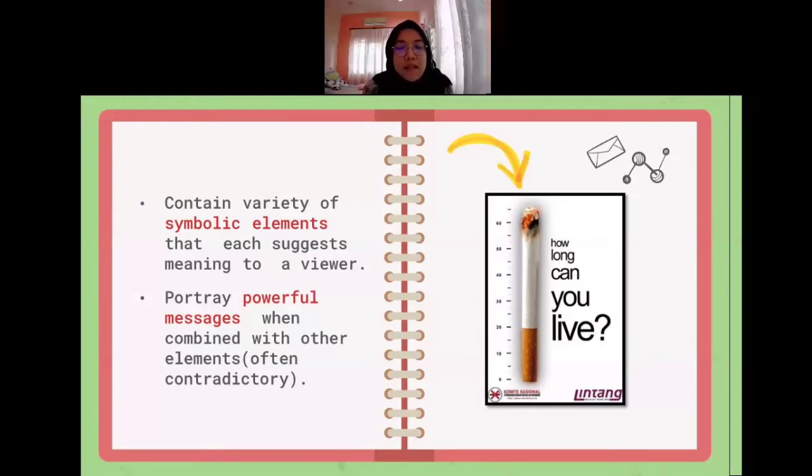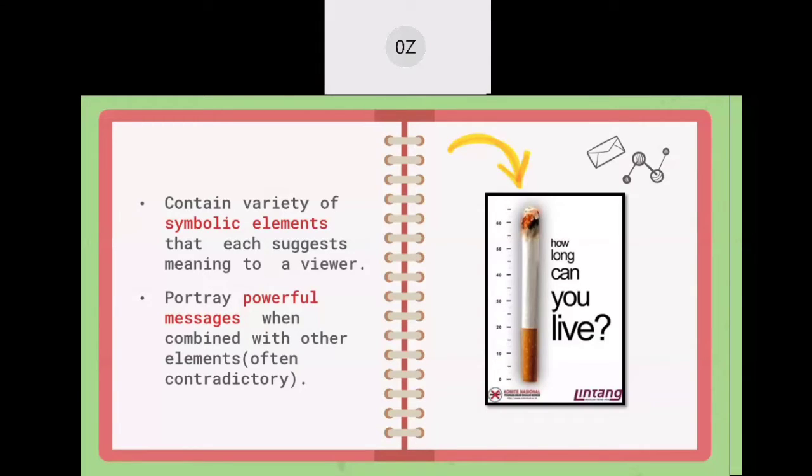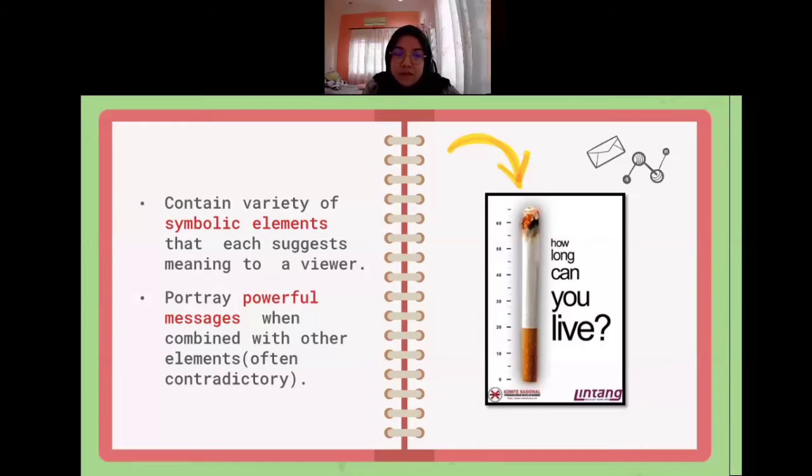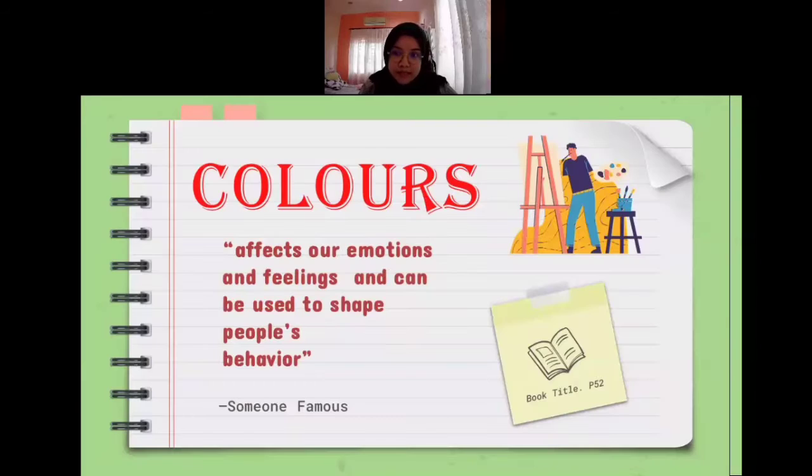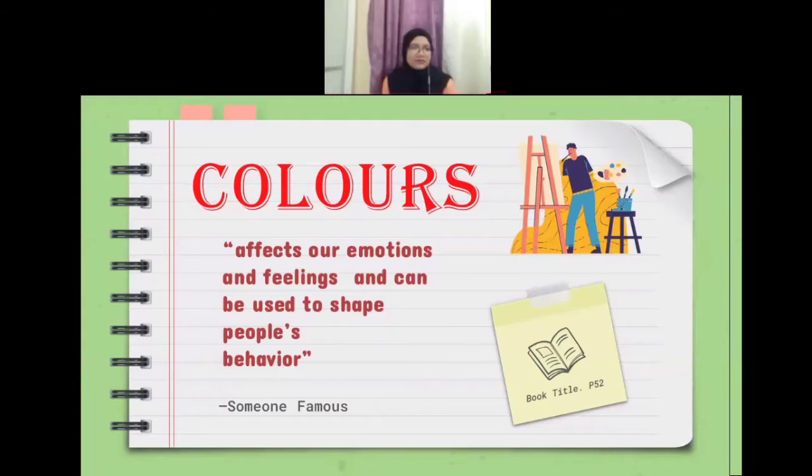Okay, so as you see in the picture, there are cigarettes and a ruler, I think, to measure lives. So they are contradictory, right? But they give such a powerful meaning on how long you can live. So that is what a visual symbol is. And there are many types of visual symbols, for example, drawings, sketches, or posters, and others.